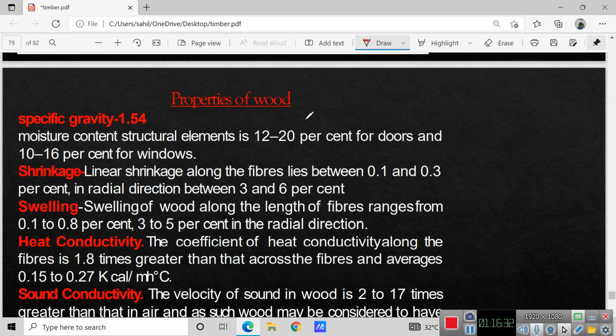Now, properties of wood. The specific gravity must be 1.54. Moisture content for structural elements is 12 to 20% for doors and 10% for windows. Now, shrinkage: linear shrinkage along the fibers lies between 0.1 to 0.3%, and in the radial direction between 3 and 6%. So these are some basic guidelines for a good property wood. Swelling of wood along the length of fiber ranges from 0.1 to 0.8%, and 3 to 5% in the radial direction.